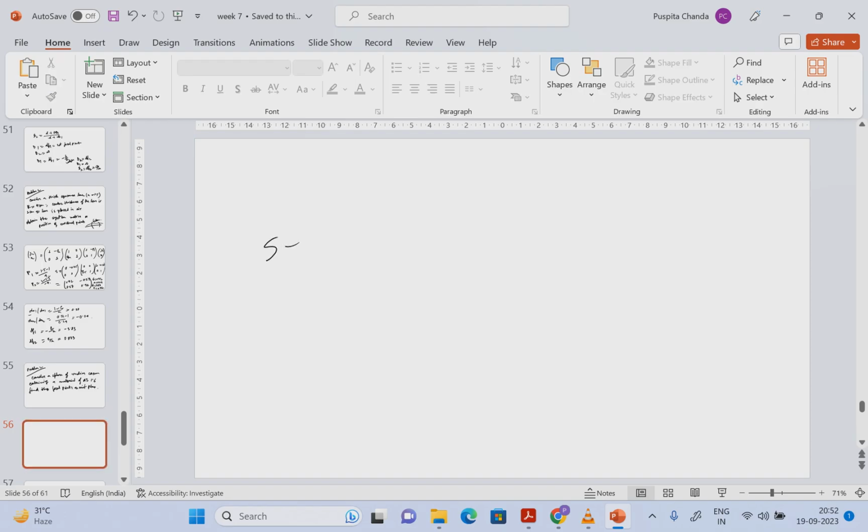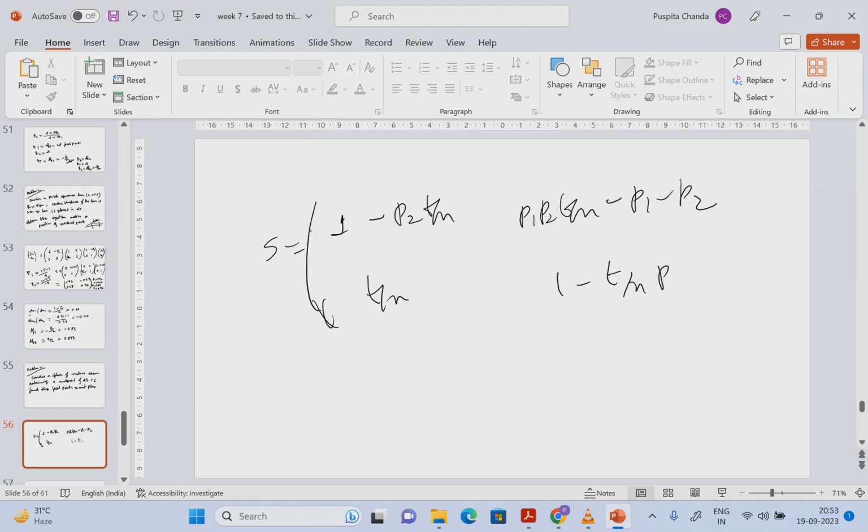So we know the system matrix for a thick lens is [1 minus P2 T by n, T by n; P1, P2, P by n minus P1 minus P2, 1 minus T by n, P1]. Now, the catch is T is 40 centimeter because it is a sphere, 20 plus 20 is 40 centimeter, and n is given 1.6. Good.